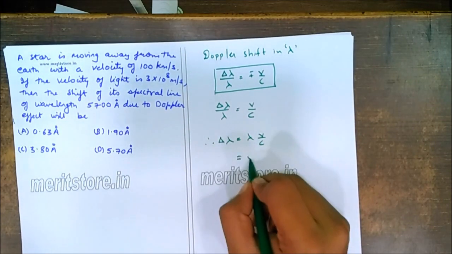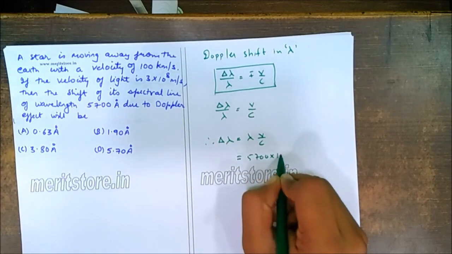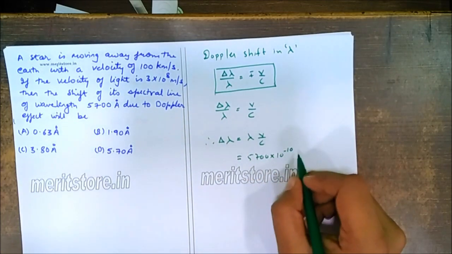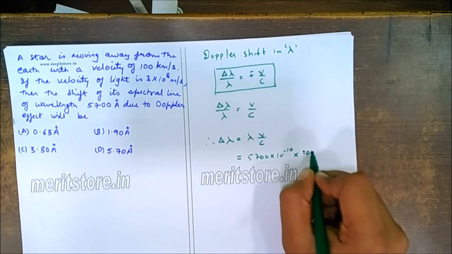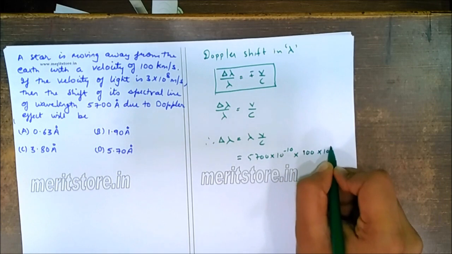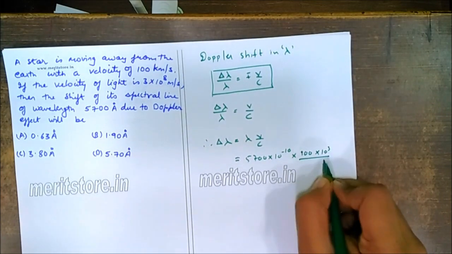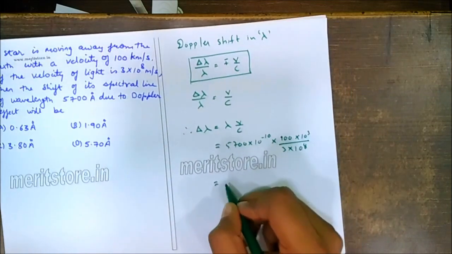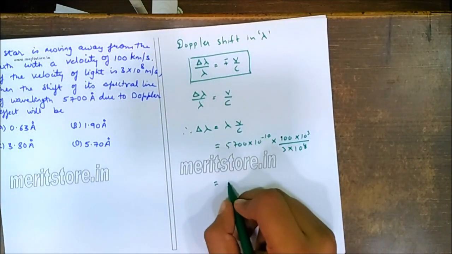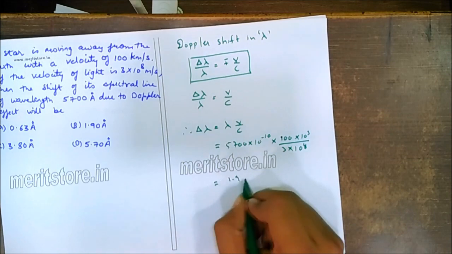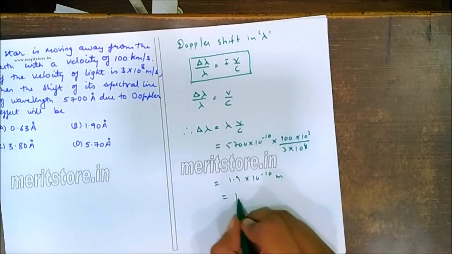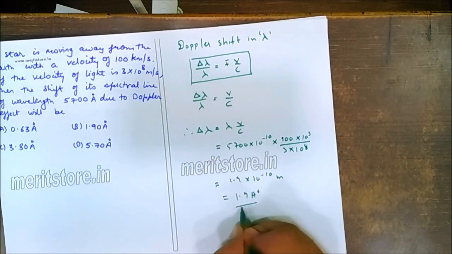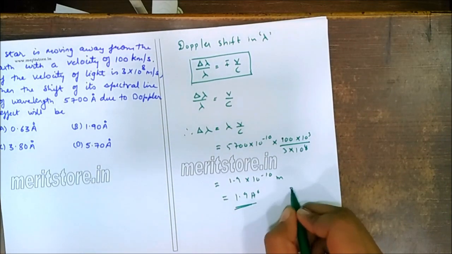Therefore, change in wavelength, delta lambda, is equal to lambda into v by c. Now, lambda is given as 5700 into 10 raised to minus 10 meters into v, which is 100 kilometers per second, so 100 into 10 raised to 3, upon 3 into 10 raised to 8. On simplification, I'll get this as 1.9 into 10 raised to minus 10 meters, which is 1.9 angstrom unit. Option B.